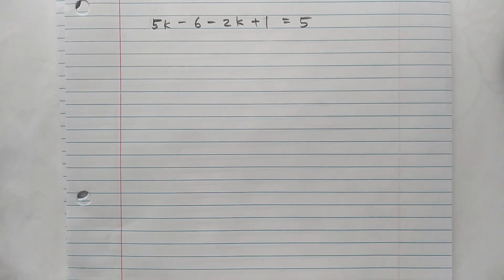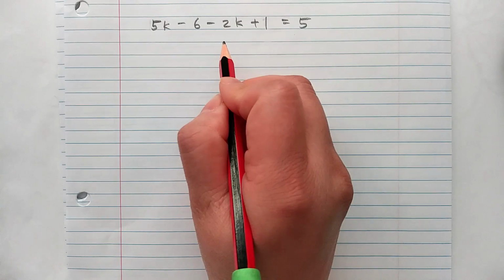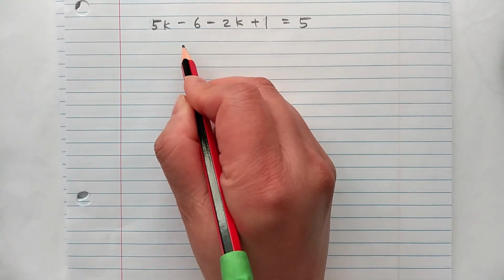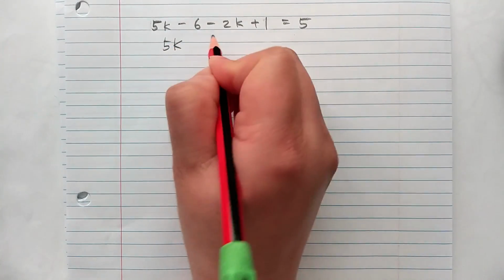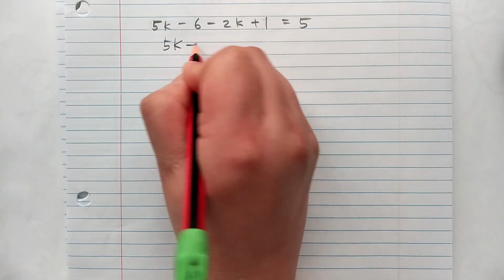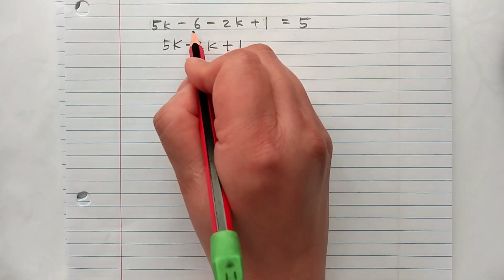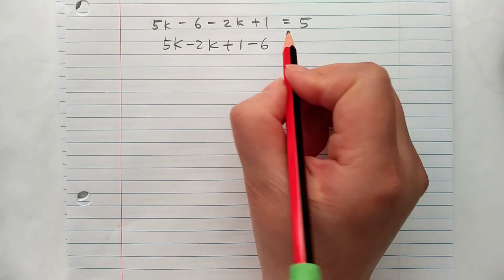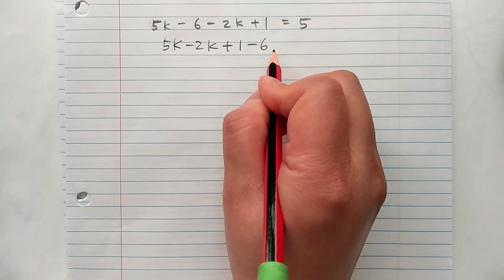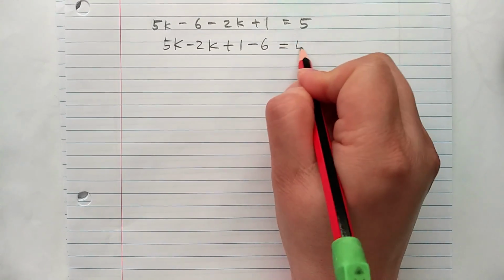5k minus 6 minus 2k plus 1 is equal to 5. First, we want to move the numbers around. Variables with variable, numbers with numbers. So 5k, bring this together, minus 2k, plus 1, and bring this next to 1, so it is minus 6. These are all additions and subtractions, so you can move numbers around like this. And it is equal to 5.